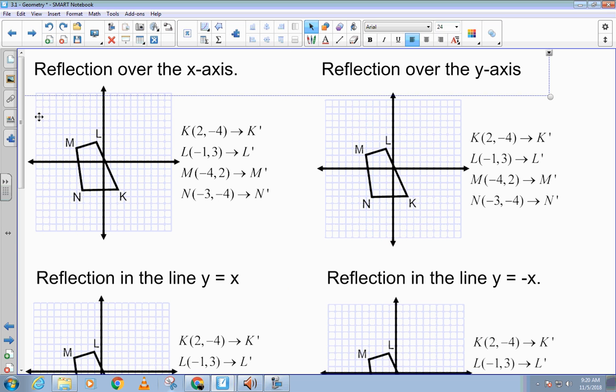Now, here's some special ones. These have special rules that we're going to discover. We're going to reflect over the x-axis. Which one's the x-axis? This is the x-axis right here. So if we reflect over the x-axis, we have to count and see where these points are. So we see that K is 1, 2, 3, 4 below. So when you reflect, you go 1, 2, 3, 4 above. And that's K prime. So that's the coordinates 2, 4.